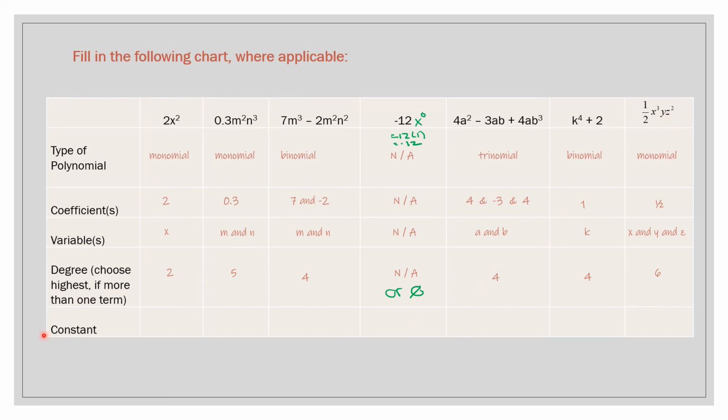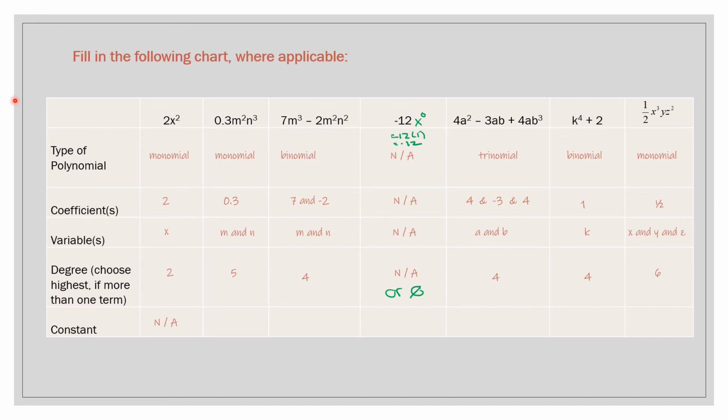Last thing is a constant. A constant, remember, is the thing that your parents are constantly telling you to clean your room. That's the same thing over and over again. That's just a number. A constant is a plain old number. And the first example, the monomial here, doesn't have a plain number. It's got a variable. The 2 is an exponent, but it's not a constant.